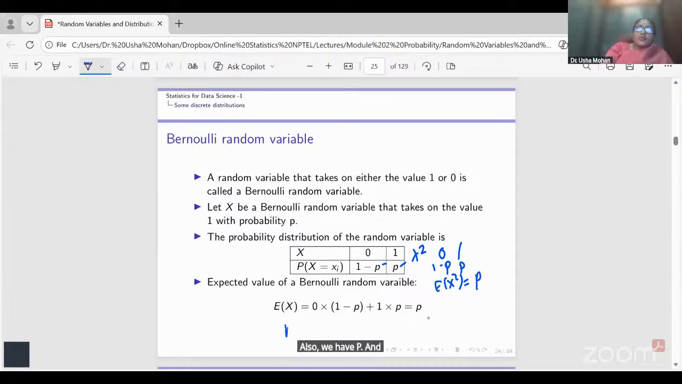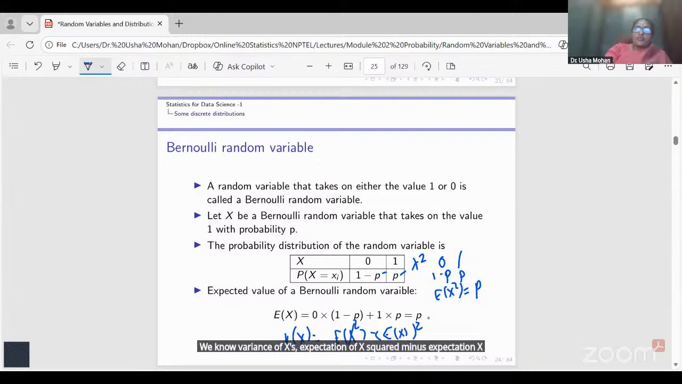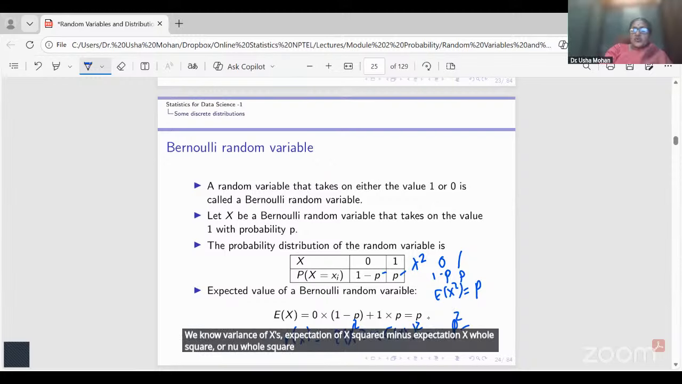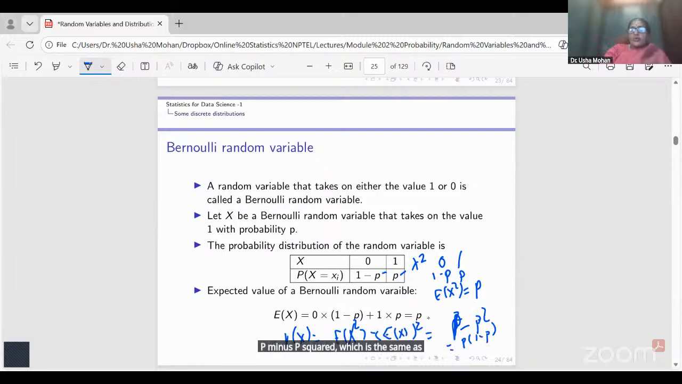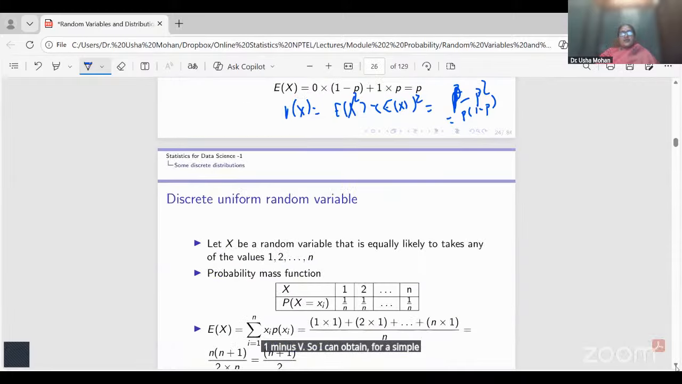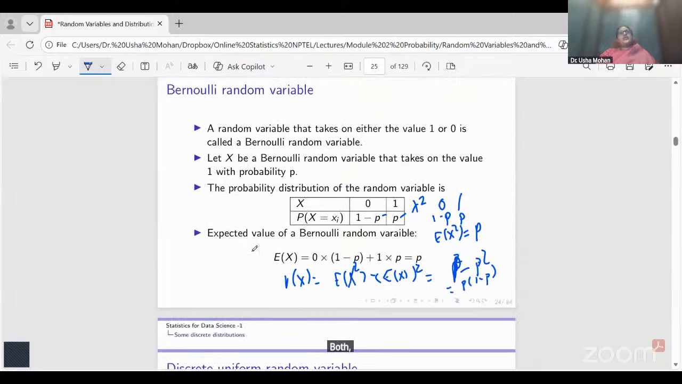And what do we know about the variance of x? We know the variance of x is the expectation of x square minus the expectation of x whole square, or mu whole square. So I have p minus p square, which is the same as p into 1 minus p. So for a simple Bernoulli random variable, I can obtain the expected value and the variance. Till here is it clear? The expectation is p, the variance is p into 1 minus p. Is this clear?